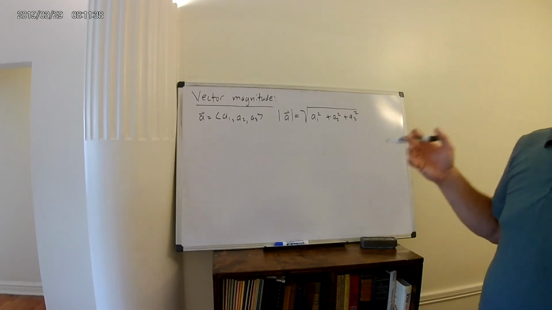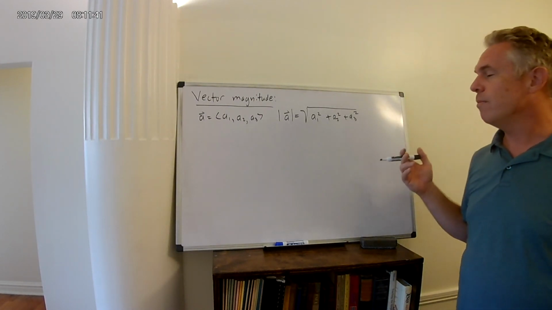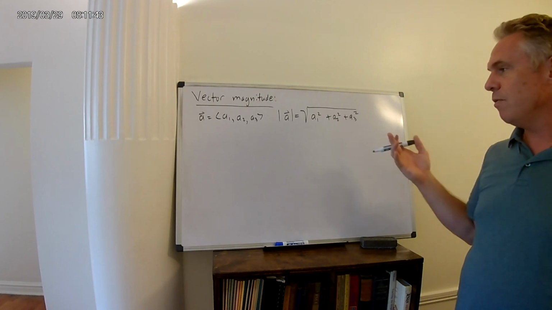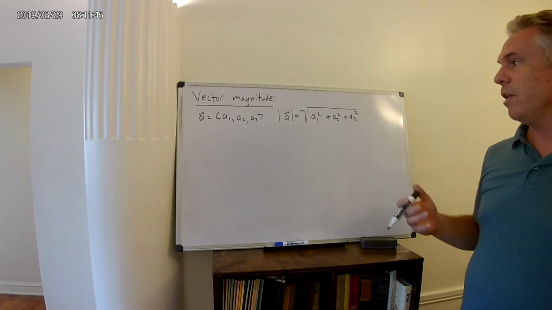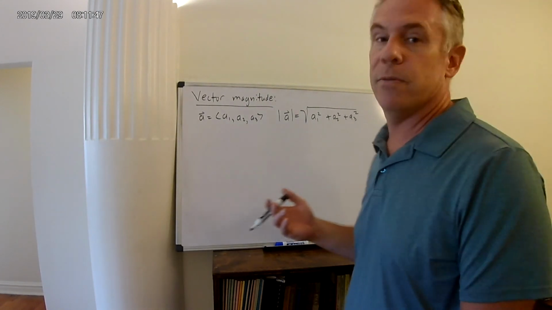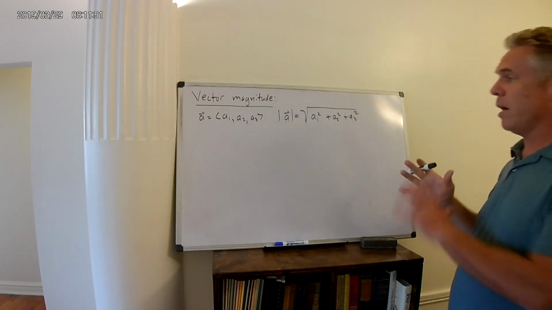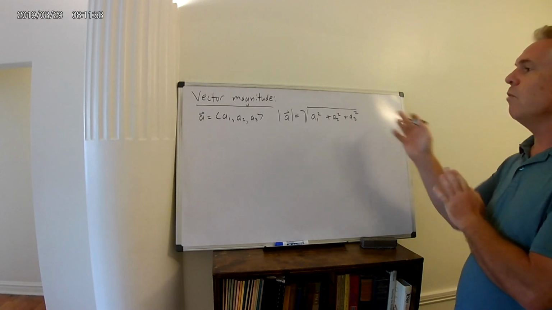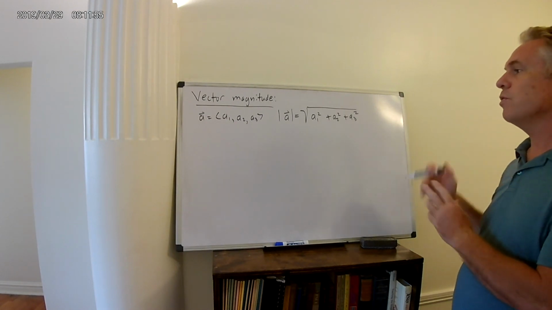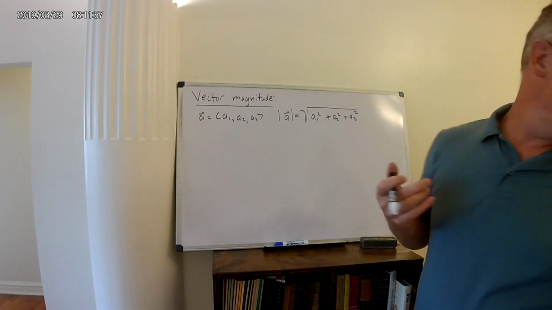And we actually could derive this. You can derive it if we were to plot a vector and its components on a 3D coordinate system and use the Pythagorean theorem, we could derive this formula. But I'm not going to do that. Basically what we do is we take the squares of each of the components, add them together, and take the square root.